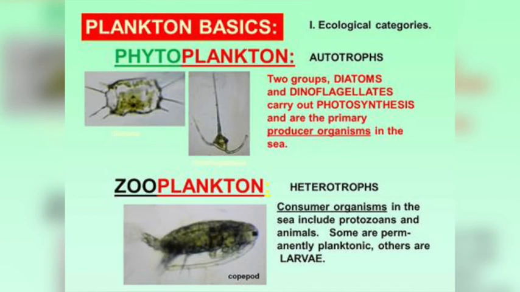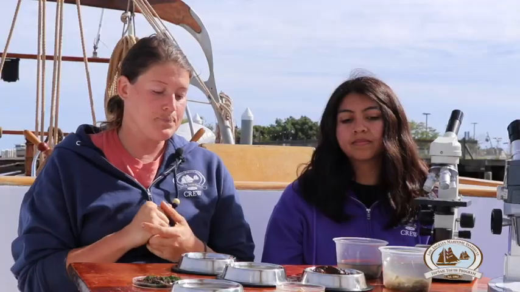They are eating the phytoplankton. They cannot make any food for themselves. Now, phytoplankton are responsible for the majority of the water food chain. They're also responsible for the majority of the oxygen produced on this planet.